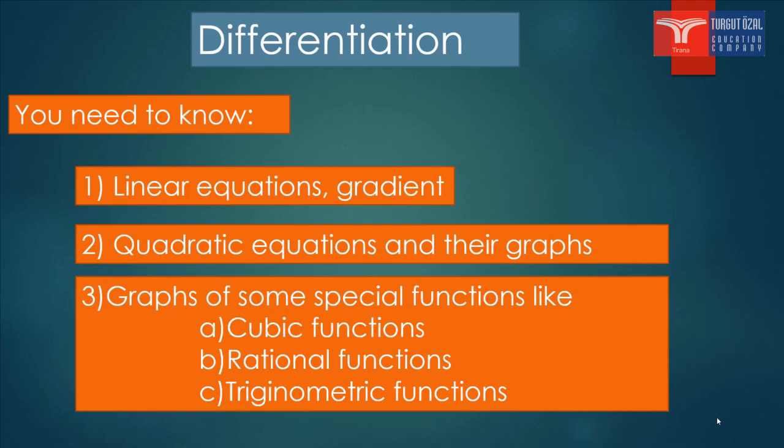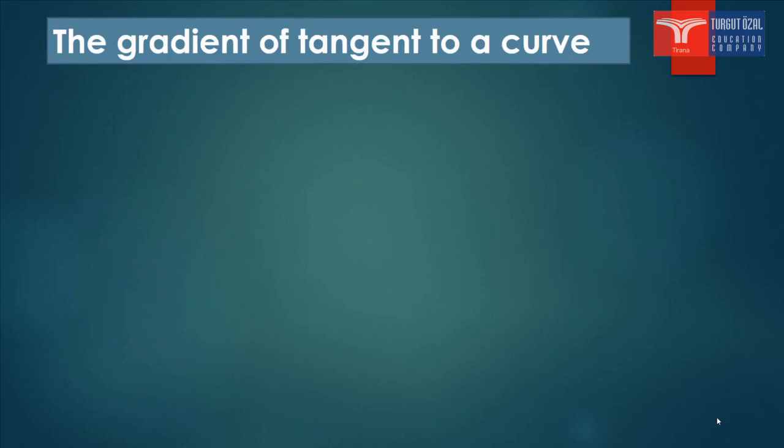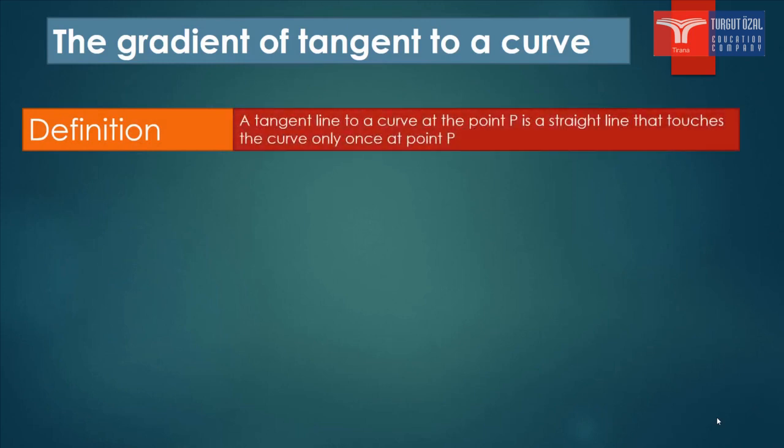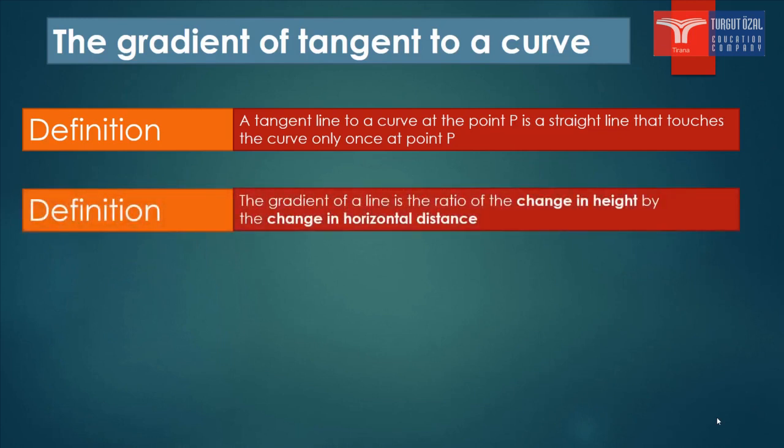So, let's go on. What is the gradient of a tangent to a curve? First of all, we need to review one more time what a gradient is and what a tangent line is. A tangent line to a curve at the point P is a straight line that touches the curve only once, at the point P, for example. And also, the definition of the gradient. The gradient of a line is the ratio of the change in height to the change in horizontal distance.